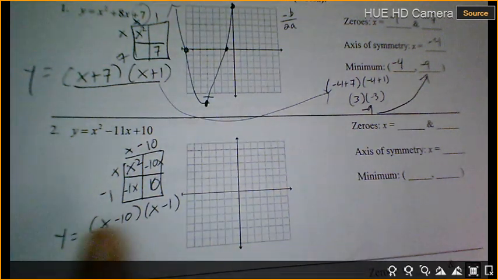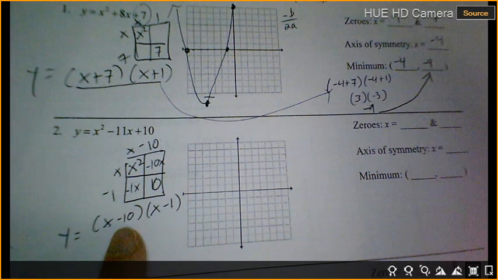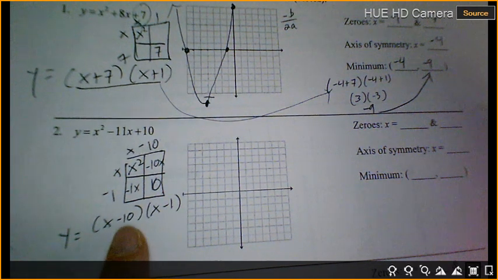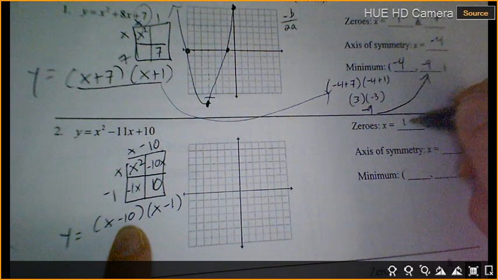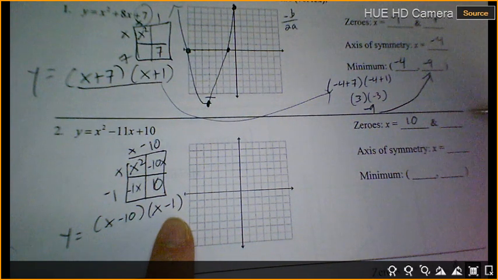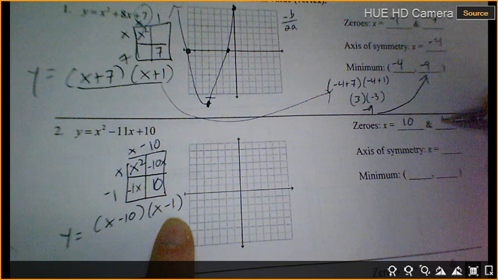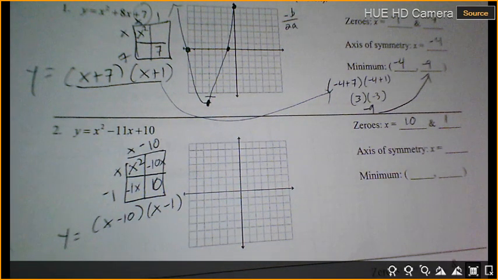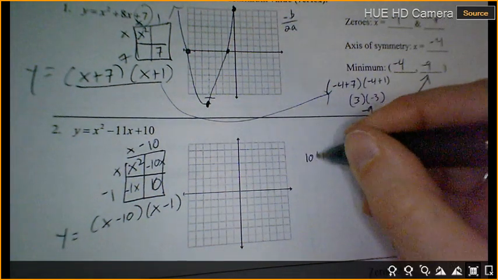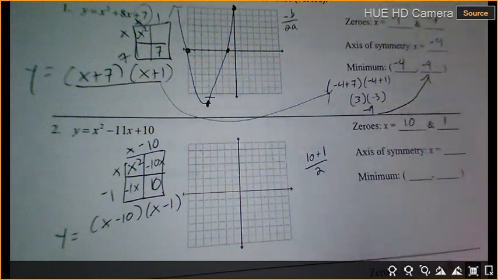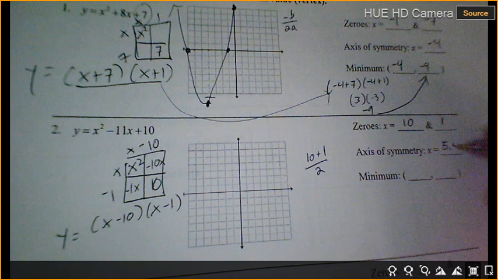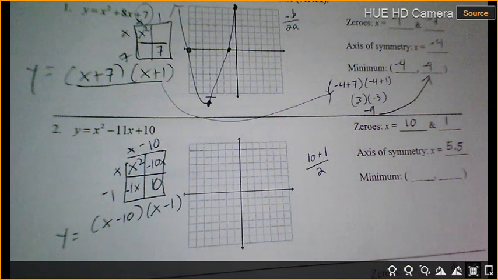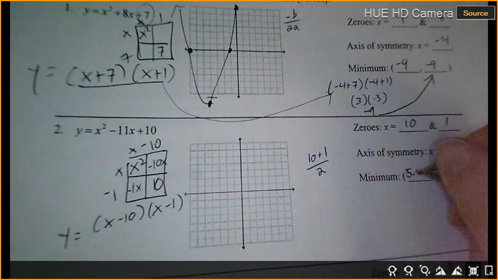Okay, what are the zeros, or the y-intercepts, or the x-intercepts, or the roots? It's not negative 10, but it's positive 10. It's not negative 1, but it's positive 1. Okay. Axis of symmetry, we add them together. 10 plus 1 divided by 2 gives me 5.5. Okay. That's my x for my minimum here.